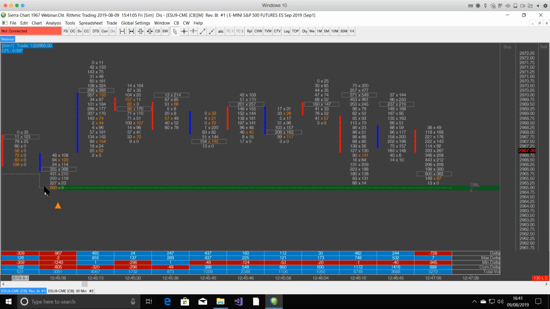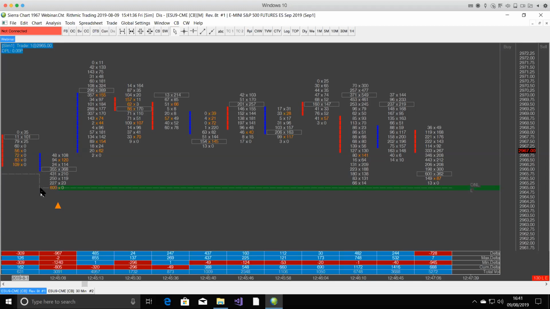Could have been an iceberg. We don't know. Maybe there was only 50 being shown in the book and it kept replenishing. And an aggressive seller kept hammering away until they ran out of power. They only had 600 contracts to sell. Somebody here maybe had 10,000 contracts they're happy to buy. So they're standing there saying, you know what, fill me, fill me, fill me. So the 600 aggressive sell market orders were matched against passive buy limit orders.